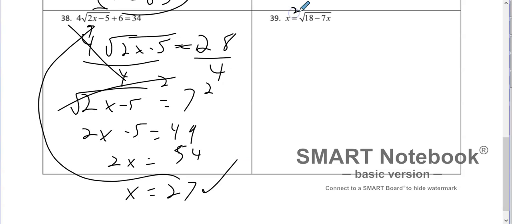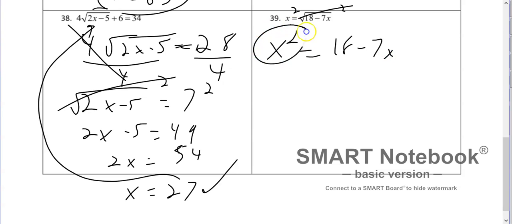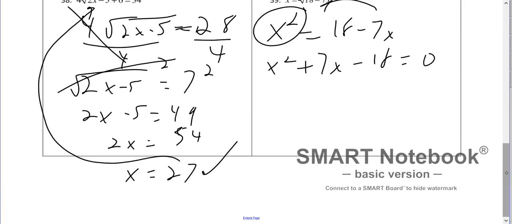So this is going to be x squared and that radical squared. You've got to get rid of this radical. That gives me x squared equals 18 minus 7x. Always keep this positive. So move these two over there. So that's going to be x squared plus 7x minus 18 equals 0. All right? So when we talked about factoring earlier on, it's very important to be able to do this. This is a very basic factoring. I need two numbers that multiply to give me 18.